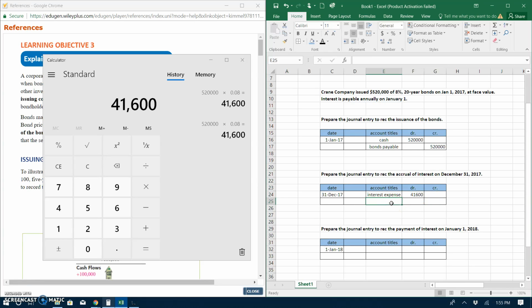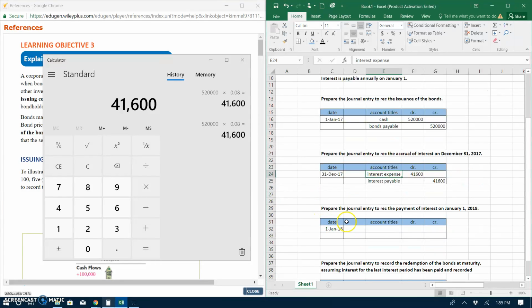And then we will also credit the interest payable of 41,600. Okay. So we're documenting the accrued interest on December 31st. So that's pretty simple for this step.